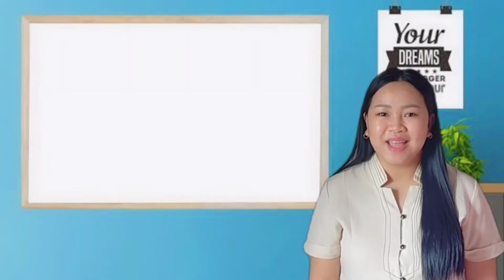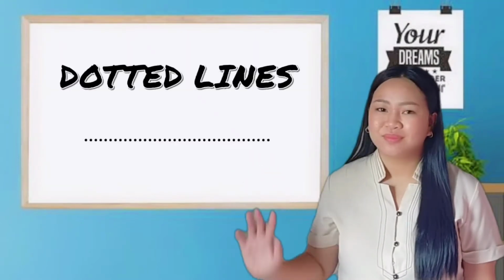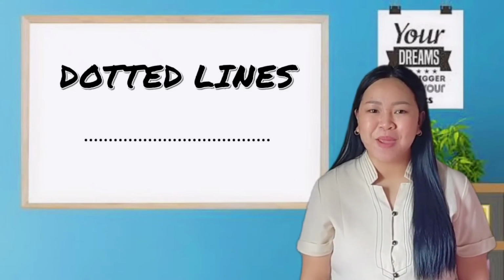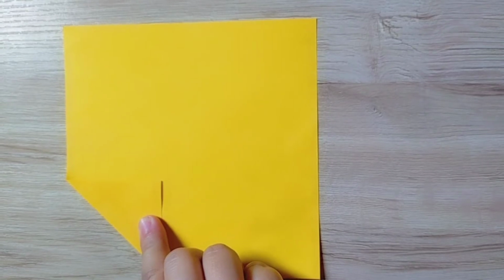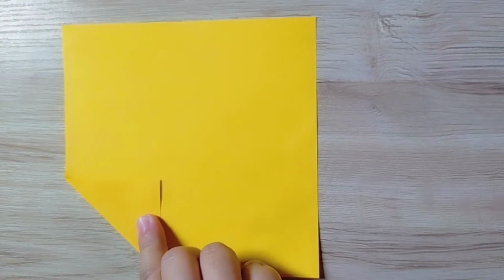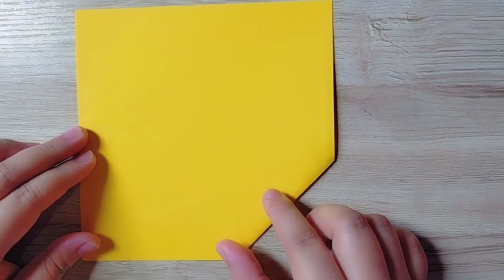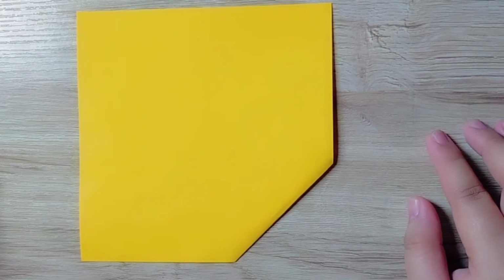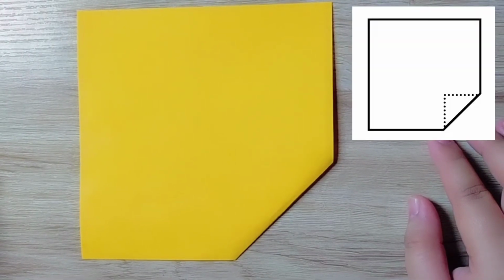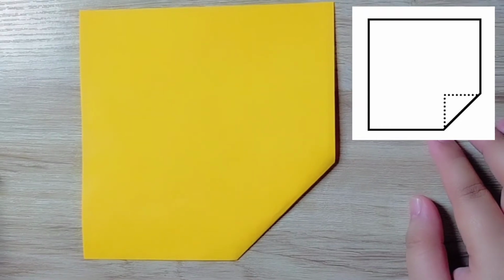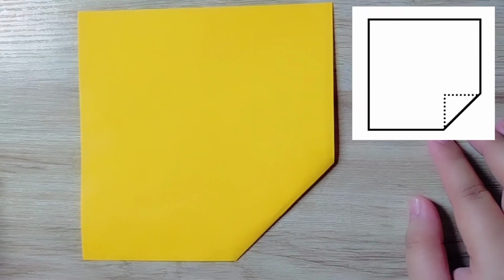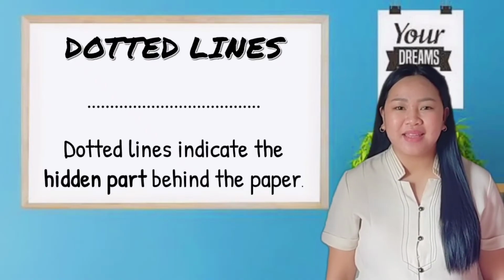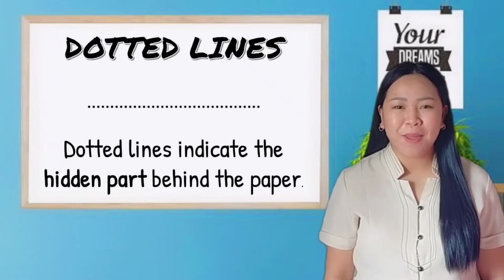The last one is dotted lines. Dotted lines show hidden part behind layers of paper. For example, this paper is folded on one corner. If we turn over the paper, it will look like this in reality. In diagram, it will look like this. As you can see, the dotted lines indicate that the paper isn't cut off, but it's a flap folded behind the paper. Again, dotted lines mean hidden part behind the paper.